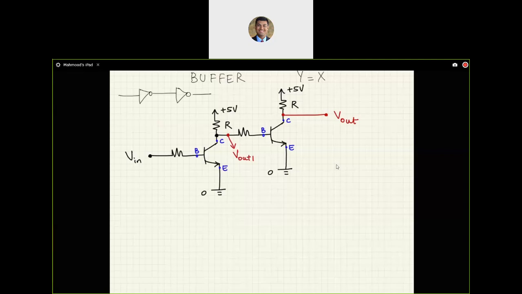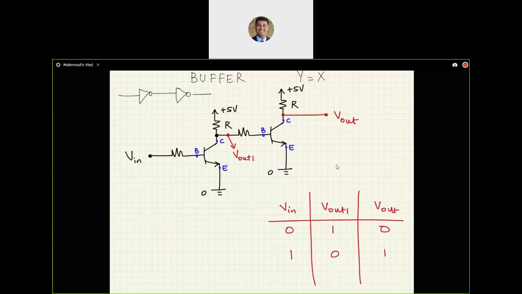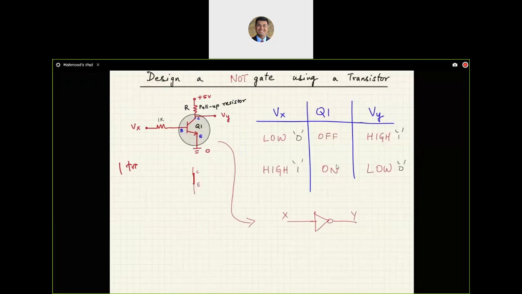So if I build a table with V in, V out 1, and V out, I'm going to have 0 becomes a 1, becomes a 0, 1 becomes a 0, becomes a 1. So the goal is these two are the same. So that's how we are going to build a buffer. And as you can see, we needed two transistors to build a buffer, but earlier we only needed one transistor to build a NOT gate.